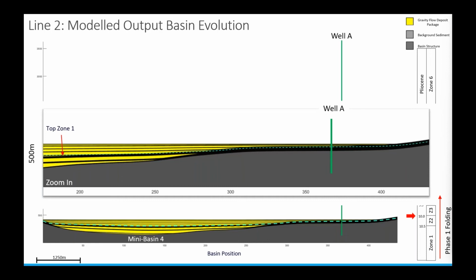Now, looking at zone 1, sediment gravity flows are not penetrated by well A, therefore we cannot definitively state their lithology. What we can say is that these flow deposits modeled here are likely to be strongly confined deep water turbidites, potentially making them more sand prone.